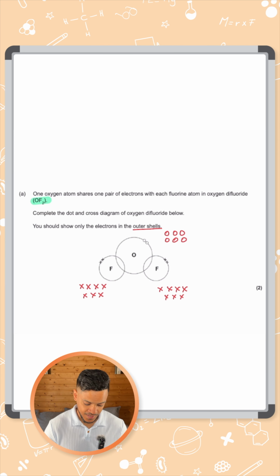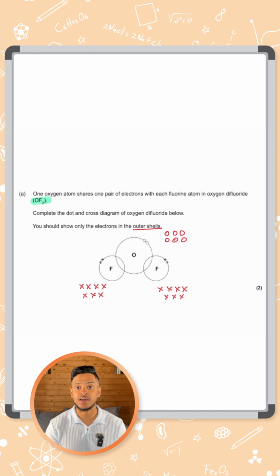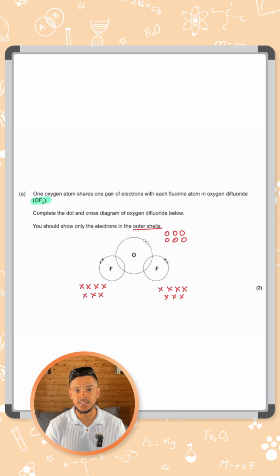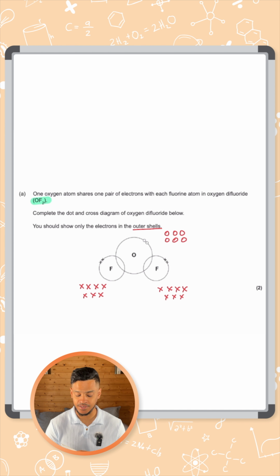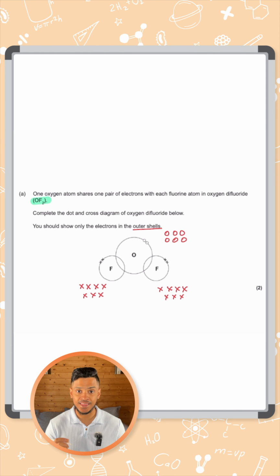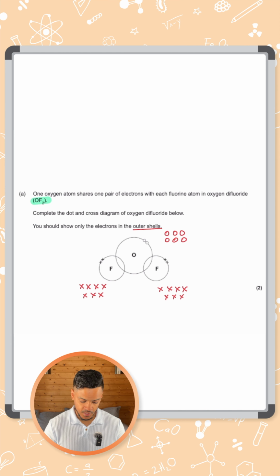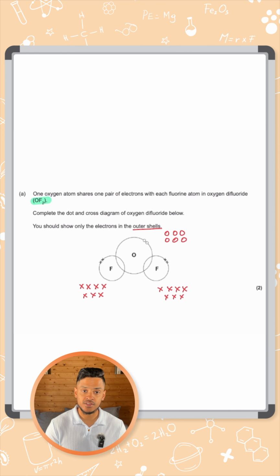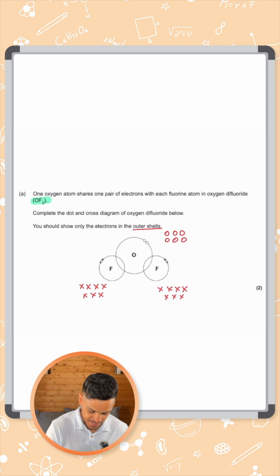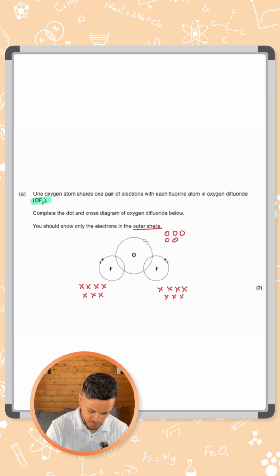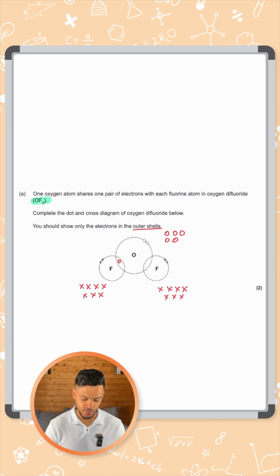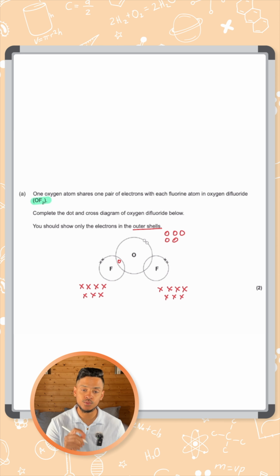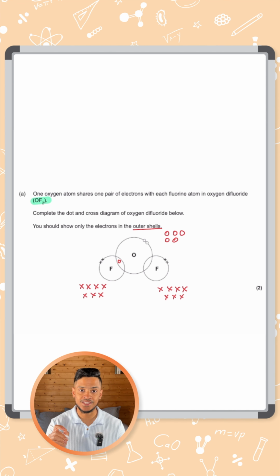So fluorine has 7 electrons on its outer shell. How many does it need to get a full outer shell? It needs 1 more to make it 8, right? Where is it going to get that 8th electron from? Well, it's bonded to oxygen, so it's going to share one of these 6 electrons with itself. Okay, so I've taken one of those 6 electrons and I've put it in the overlapping section between the F and the O to show that they're sharing it.